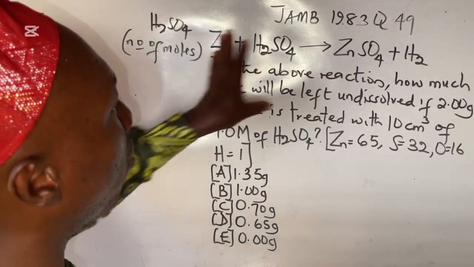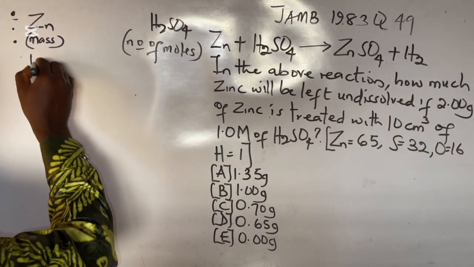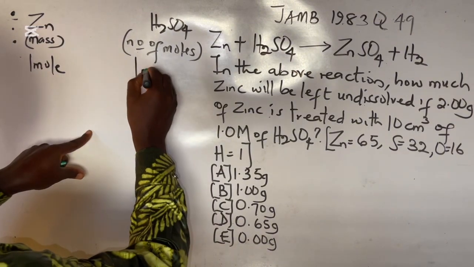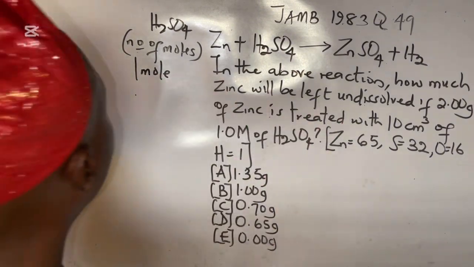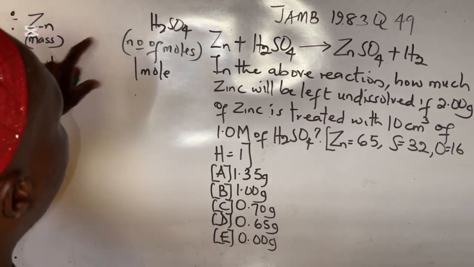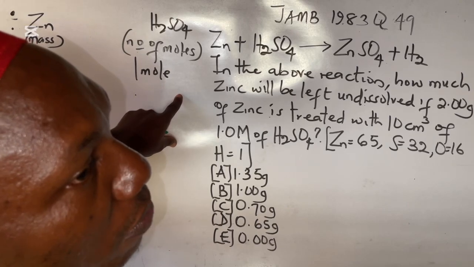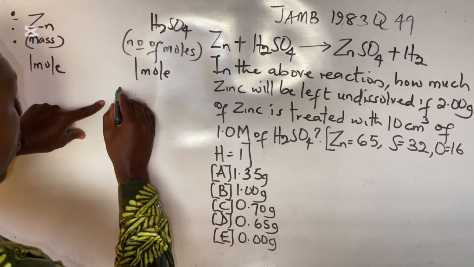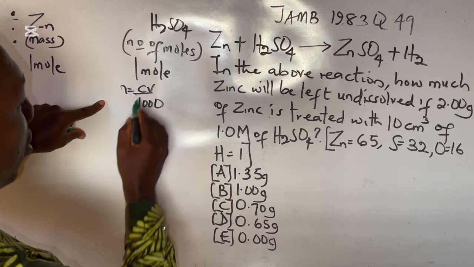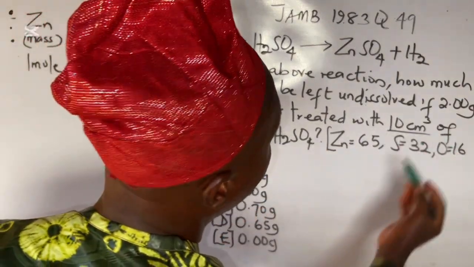So let's get the number of moles from the question. The zinc number of moles is 1 mole. The one for H2SO4 is also 1 mole, since the equation is balanced already. So now that we know zinc and we know H2SO4, we can then calculate the number of moles for H2SO4. The number of moles for H2SO4 is CV over 1000. Why am I dividing by 1000? Because we are given in cm³.